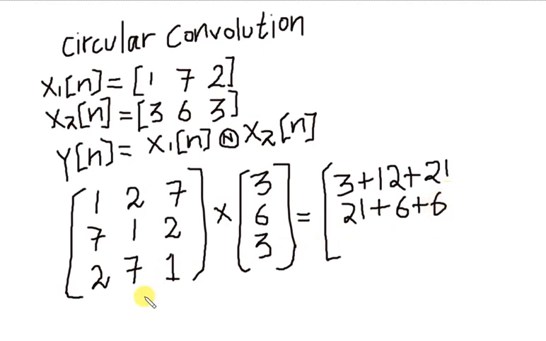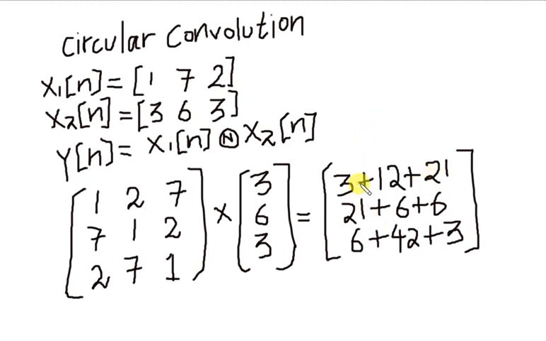Next row, 271 will be multiplied with 363. 2 multiplied by 3 is equal to 6. This is simple matrix multiplication. 7 multiplied by 6 is equal to 42. 1 multiplied by 3 is equal to 3. So this will be y of n.